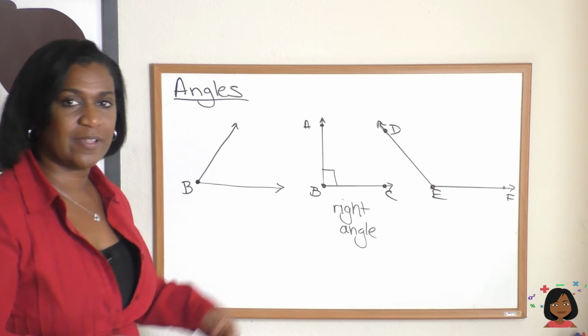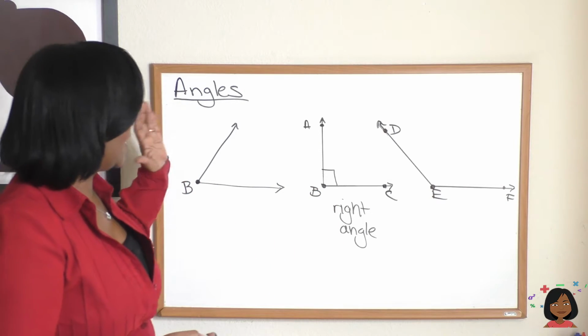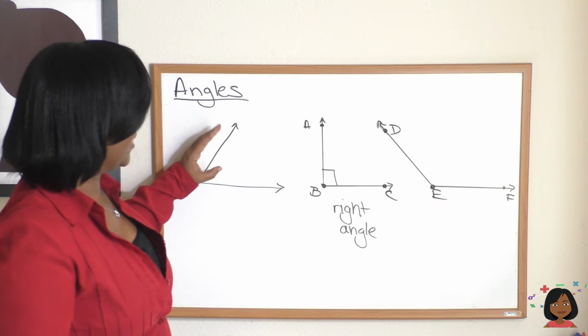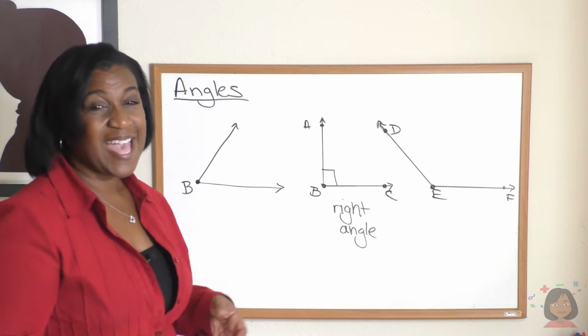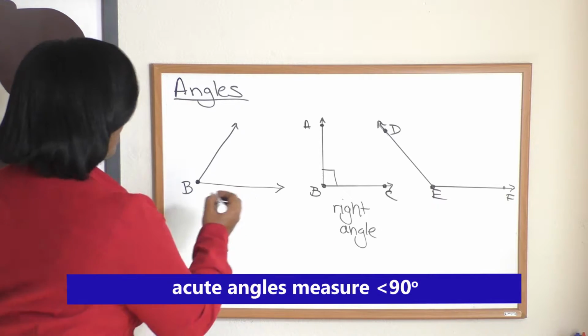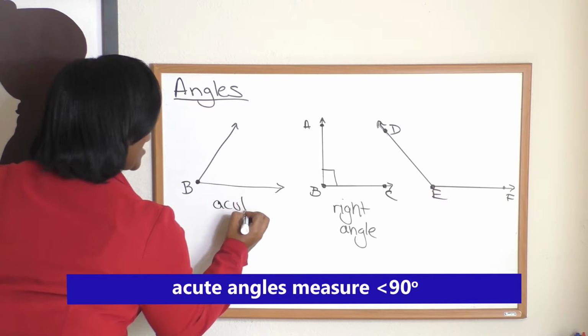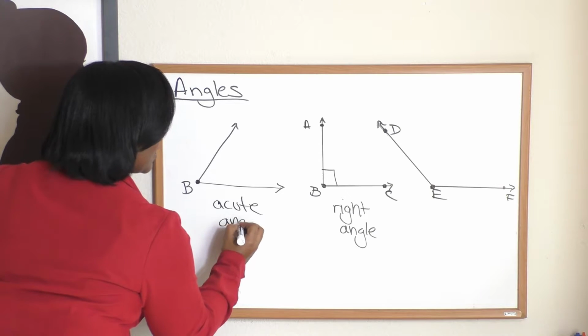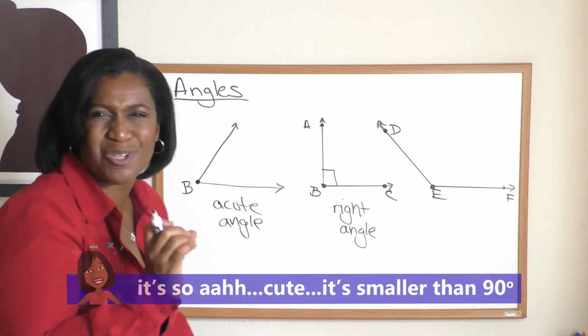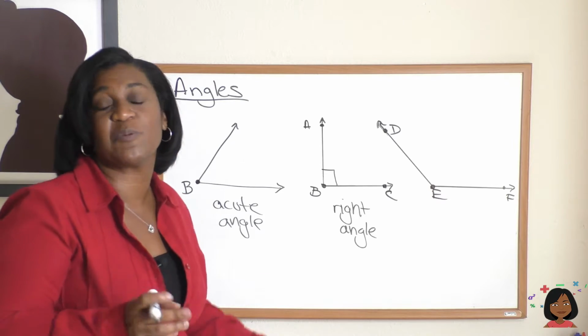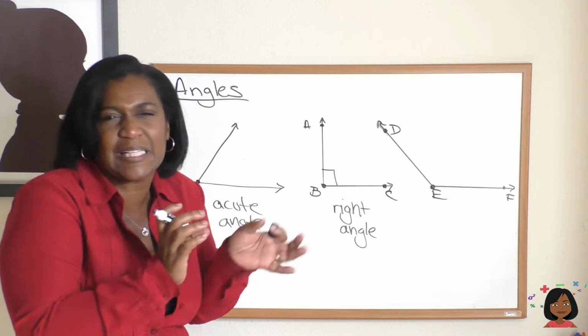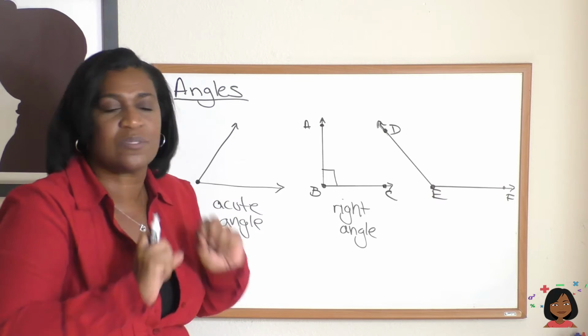Now, let's go over to this one. This one is not 90 degrees. It is less than 90 degrees. So we call this an acute angle. And the way I try to remember it is I think, oh, it's smaller than 90. Oh, it's so cute. Look at that. It's such a cute angle. It's smaller than 90. Usually we call things that are cute, like little tiny dogs, cute.